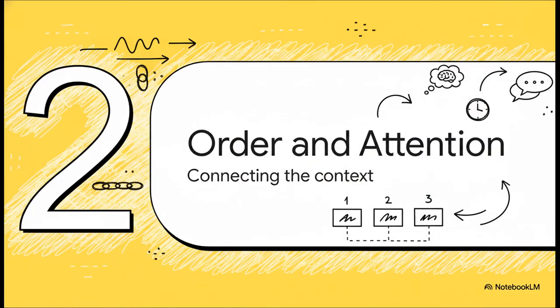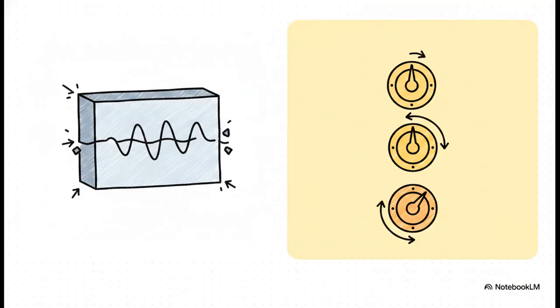Moving right along to step 2, order and attention, connecting the context. Okay, so now we have these embedding vectors absolutely packed with deep semantic meaning. But there's a pretty glaring problem. That vector alone has literally no idea where it sits in a sentence. The vector for dog is the exact same whether it's the very first word of your prompt or the 50th. And obviously, word order completely changes meaning. So, to fix this, we need positional encoding.